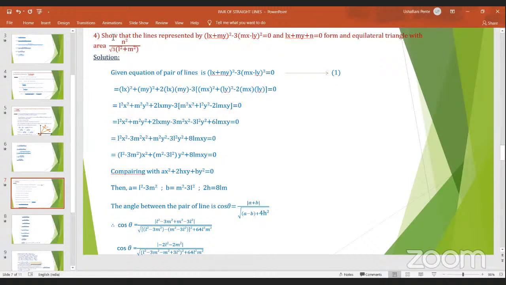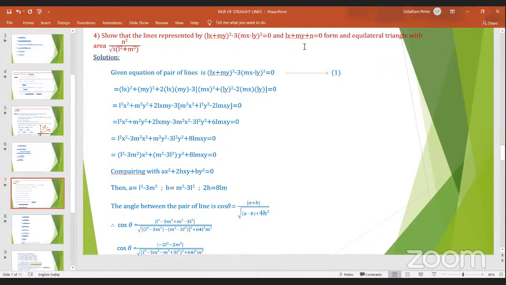Okay, this is the fourth sum, that is show that the lines represented by Lx plus my whole square minus 3 into mx minus ly whole square is equals to 0 and Lx plus my plus n is equals to 0 form an equilateral triangle with area n square by under root 3 into L square plus n square. That is, this is the pair of lines that they have given, Lx plus my whole square minus 3 into mx minus Ly whole square is equals to 0, and this is the line they have given.